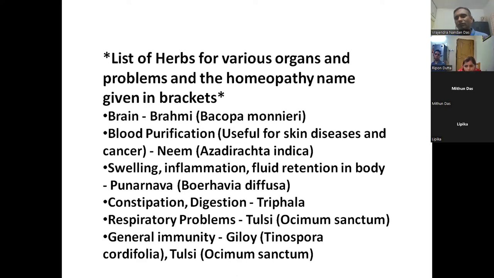So for each of these problems, if we can know which organ is affected, so sometimes in some reports they will tell some complicated disease name, but from the disease name, if you just know which organ is affected, then you just have to take some herbs for strength, making that organ stronger.